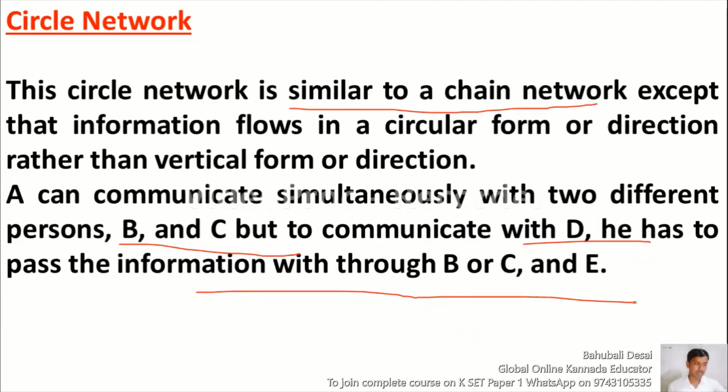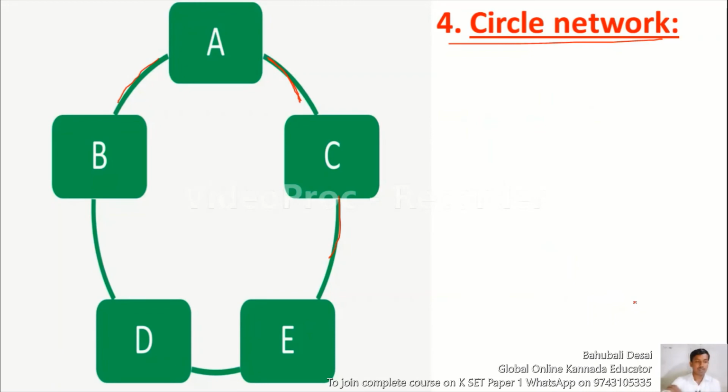So here, what is happening in circle network? In circle network, one person can communicate with two people simultaneously. For example, A can communicate with B and C, but if he wants to give information to D, then he has to pass information to B, then B will pass the information to D. So this you have to remember.